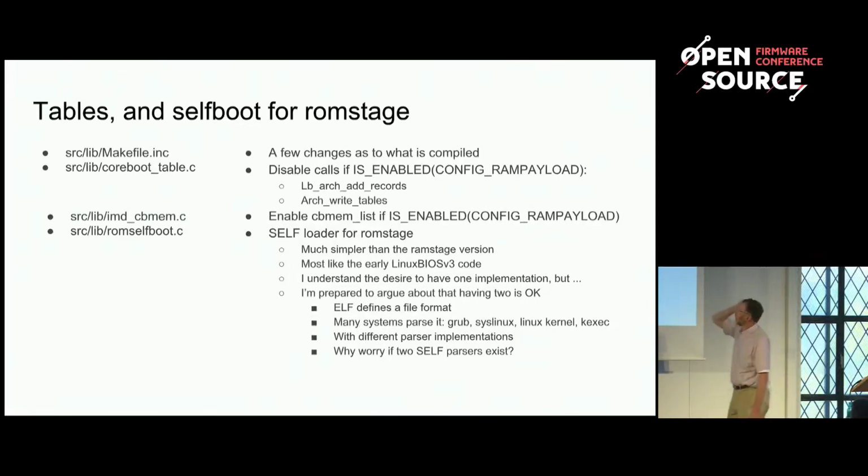The pushback I got is we should only have one self-loader. My pushback on the pushback is that SELF is a data structure format. Self-loaders walk that data structure format and take certain actions. Similar to ELF, I don't see a problem with having two self-loaders, one being very complex and one being very simple. So we can argue about that in the next few days when we're here. I'm sure we will. But that's my take on self-loaders.